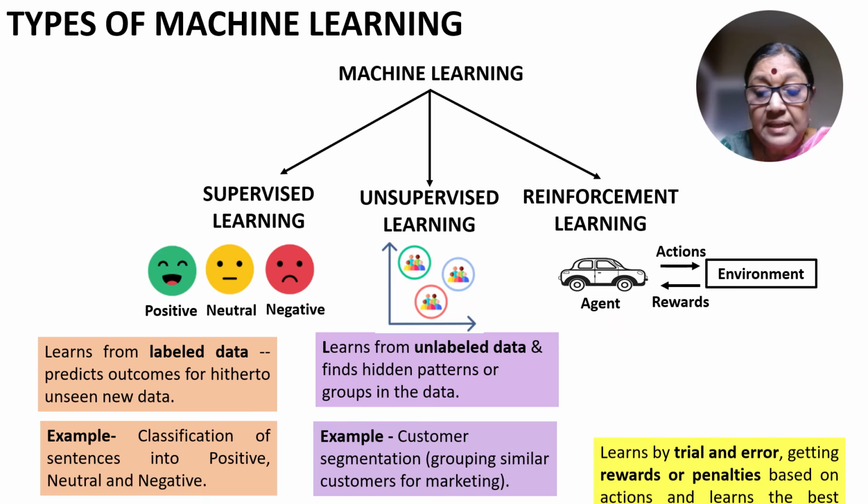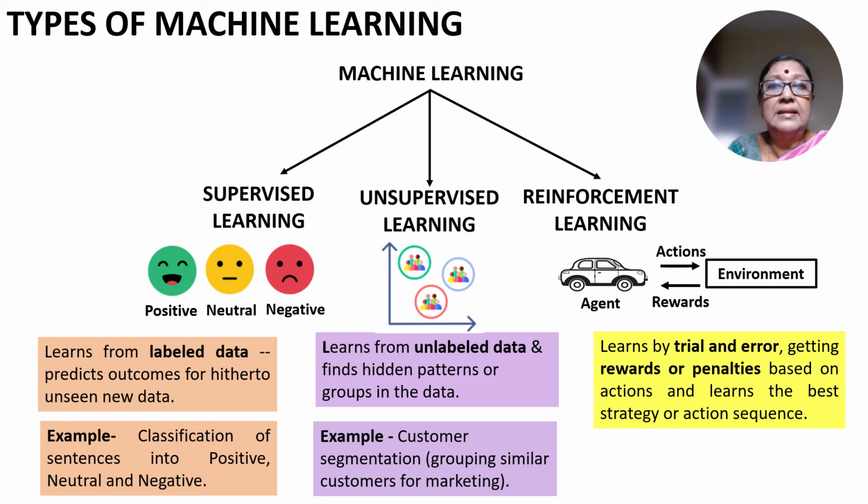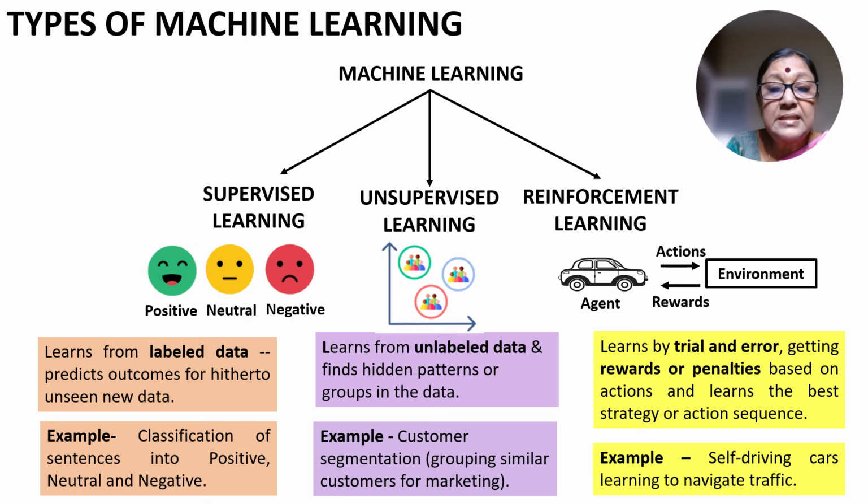Then comes reinforcement learning. Reinforcement learning is learning by trial and error. You are an agent, and depending upon the environment, you do some actions which affect the environment, and you get either rewards or penalties based on the actions you've done. By doing a series of actions and getting rewards and penalties, you learn what strategy has to be followed. A typical example of this is self-driving cars that learn to navigate traffic.